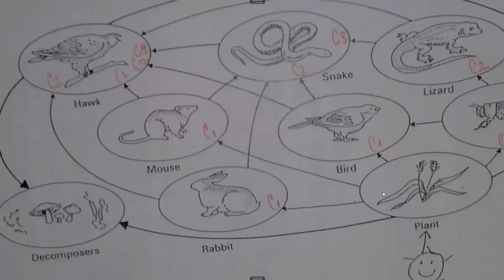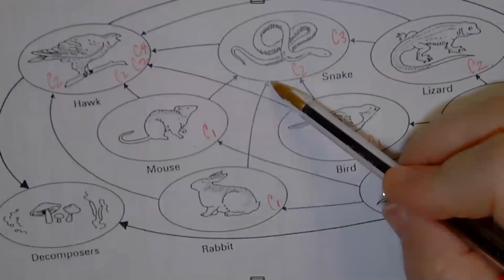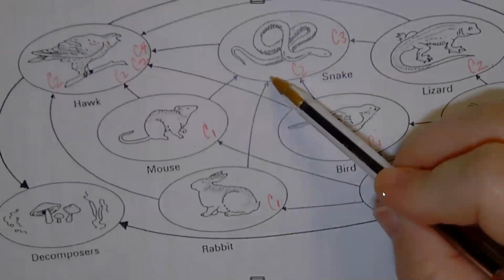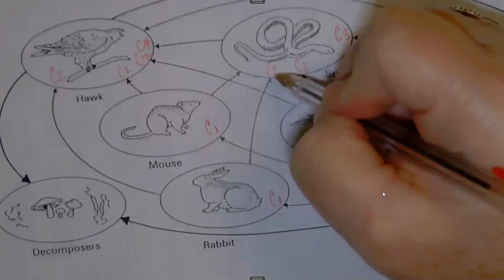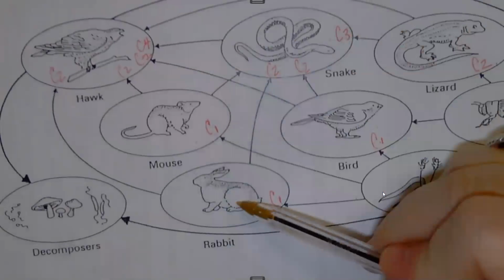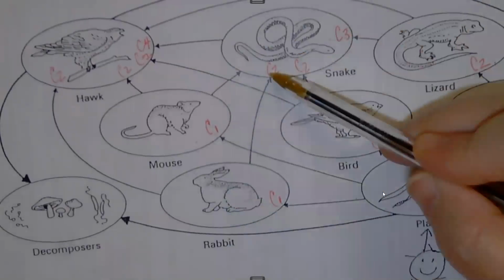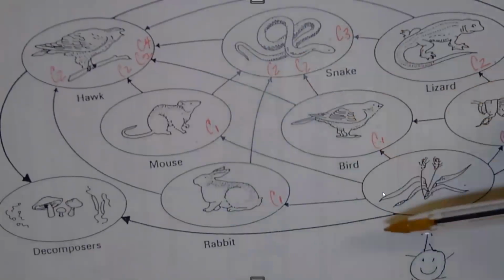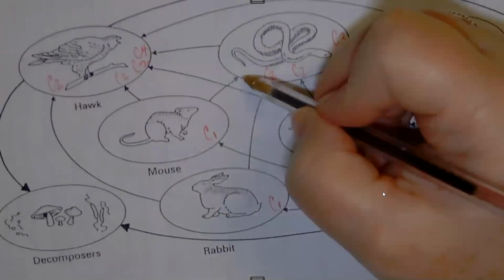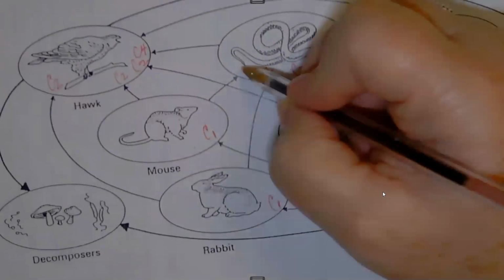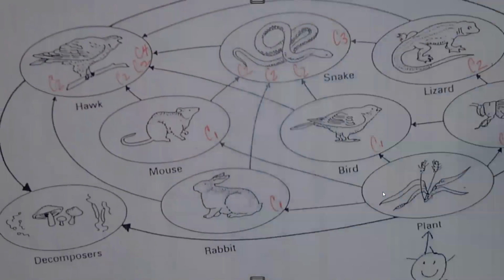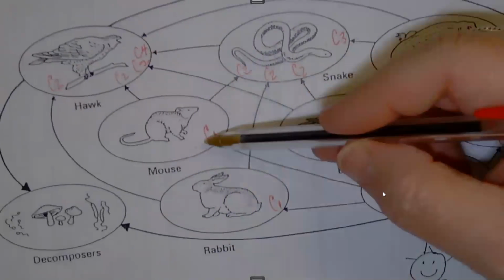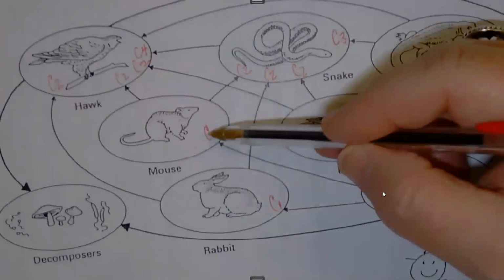Let's see, what other arrows do we have? What about this arrow right here? What would that be? A C2, exactly. Rabbit. Rabbit gets eaten by snake, so we got a C2 there. What about this arrow? C2 again. Because the mouse eats the plant, and then here the snake.